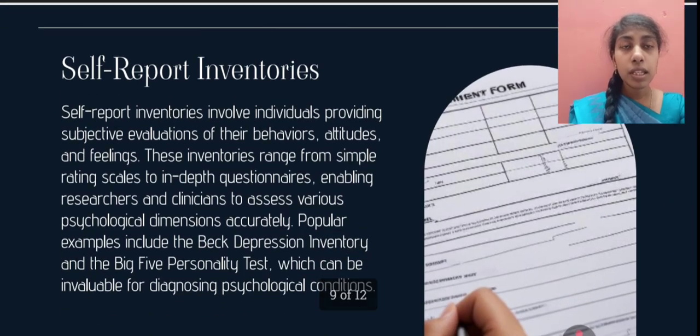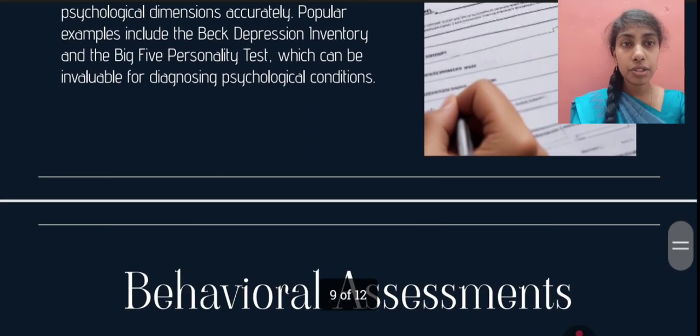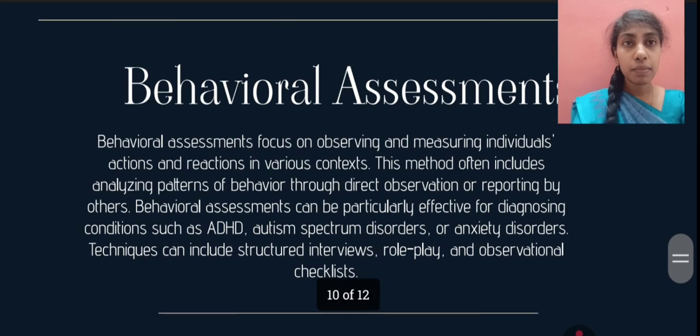Self-inventories. These involve individuals providing a subjective evaluation of their behavior, attitude, and feelings. These inventories range from simple rating scales to in-depth questionnaires, enabling researchers and clinicians to assess various psychological dimensions accurately. Popular examples include the Beck Depression Inventory and the Big Five Personality Test, which can be invaluable for diagnosing psychological conditions.